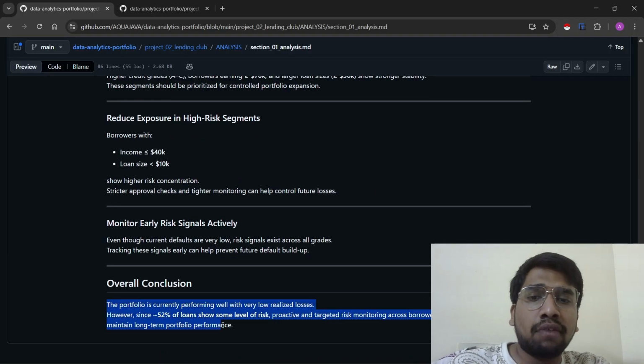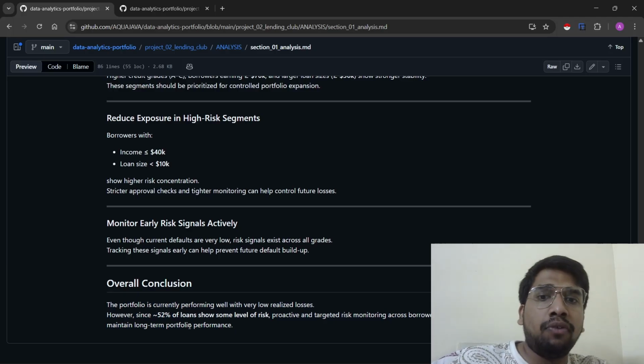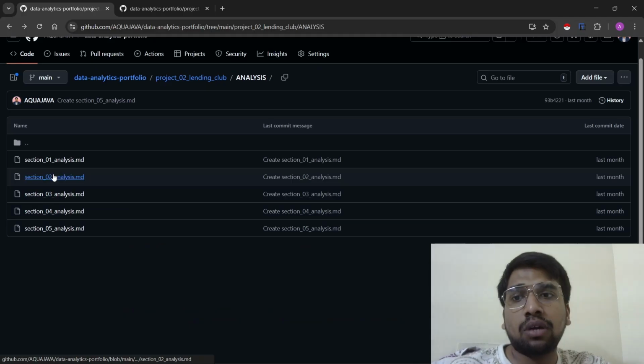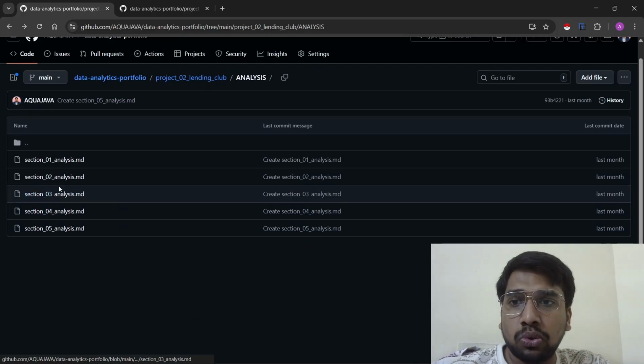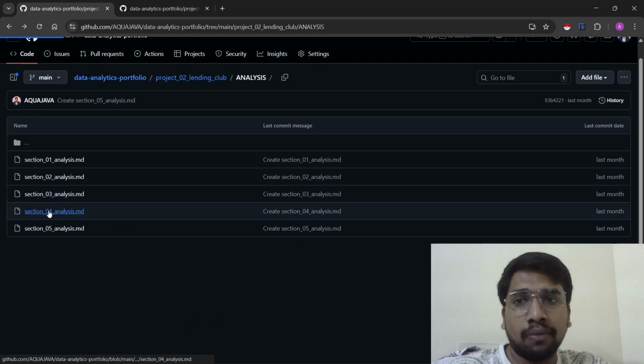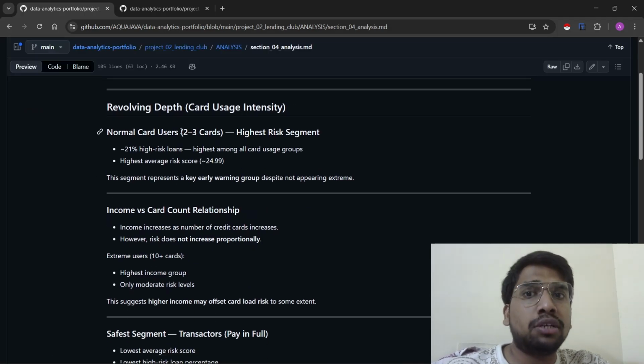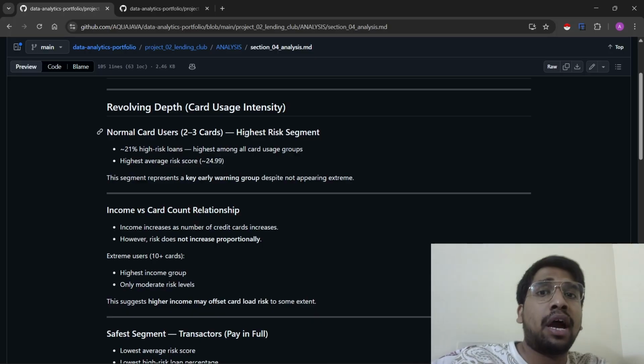In the end, I have also given the overall conclusion here, that 50%, 52% of the loans showed some kind of risk. For example, if I show you section 4, here you can see normal card users who have only 2 to 3 cards are the highest risk segment.